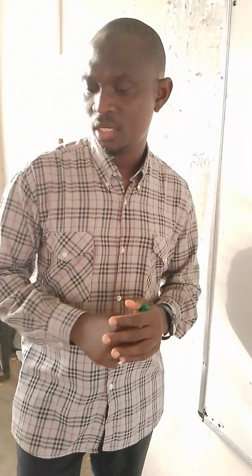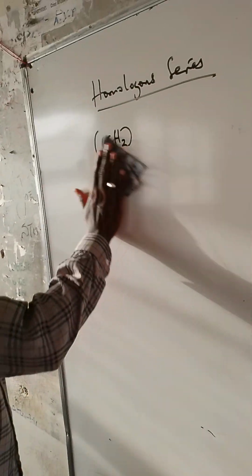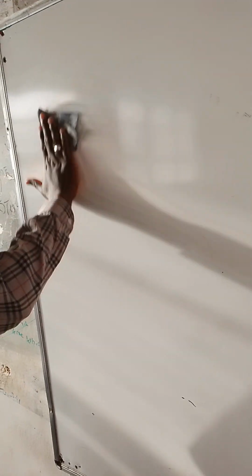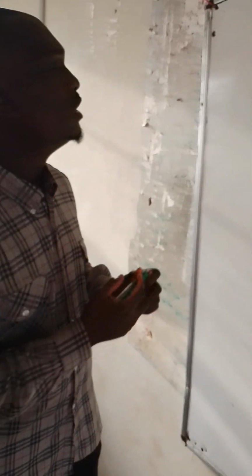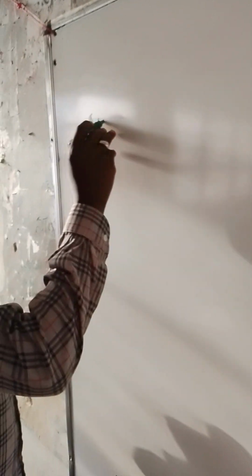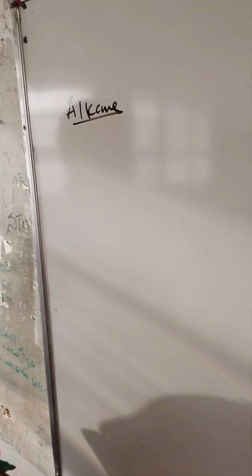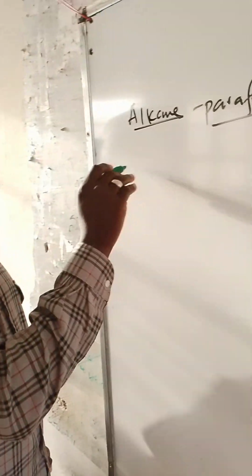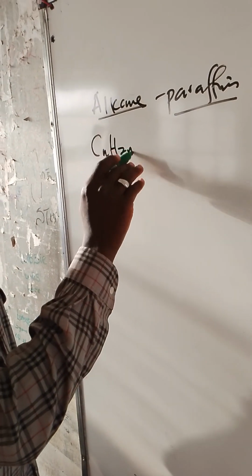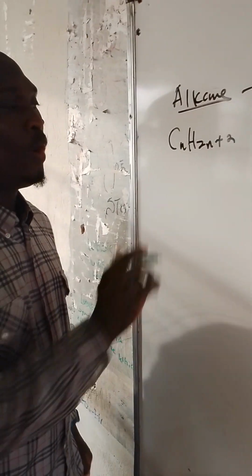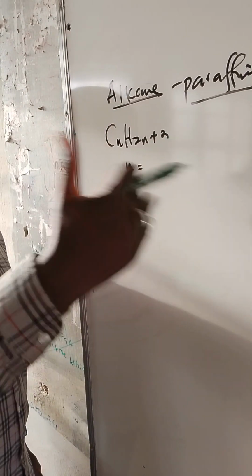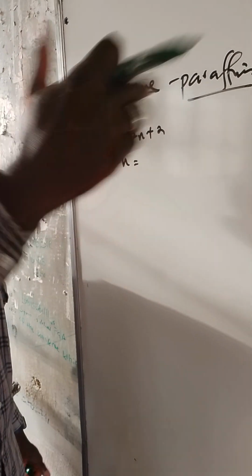Based on that, we now digress into the alkane, alkene, and alkyne, and talk about each of their properties respectively. So let's talk about alkane. Alkanes are also referred to as paraffins. And the general molecular formula of alkanes is CnH2n+2, where n is the number of carbon atoms.